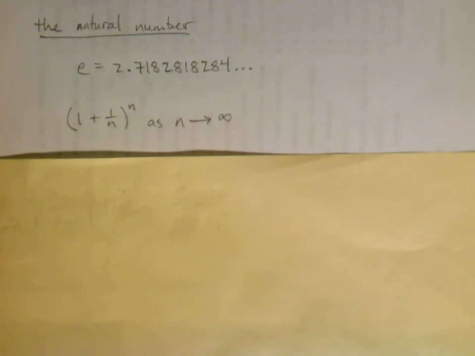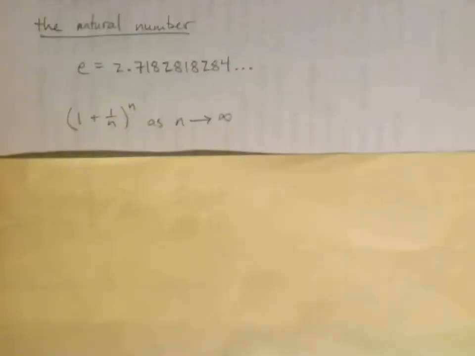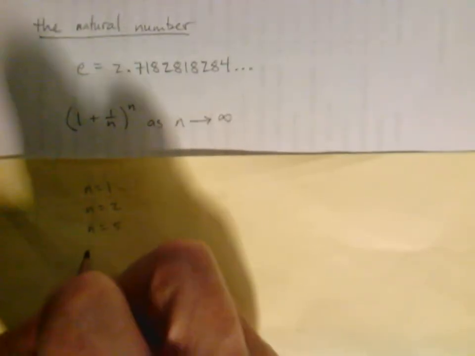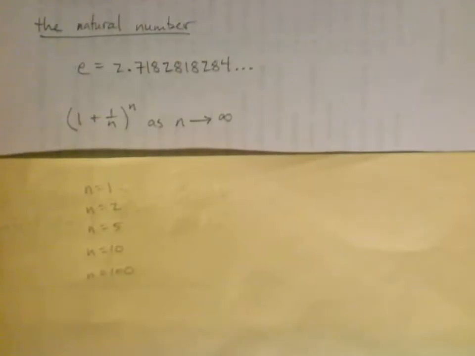If we were in class, there's kind of a fun activity you can do. Very simple. You just plug in values of n that slowly get larger and larger. So you start with n equals 1, plug that in. Then maybe you plug in n equals 2. Then maybe n equals 5, n equals 10, n equals 100. You start getting bigger and bigger and bigger.